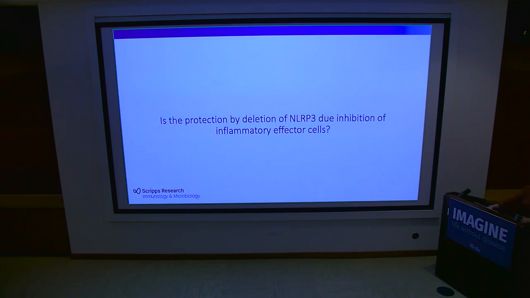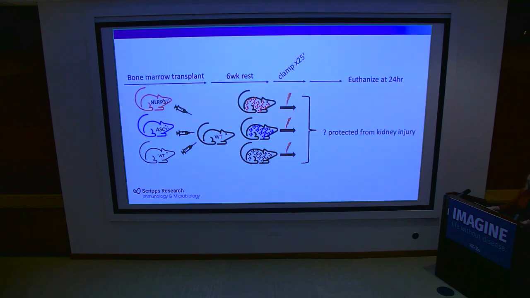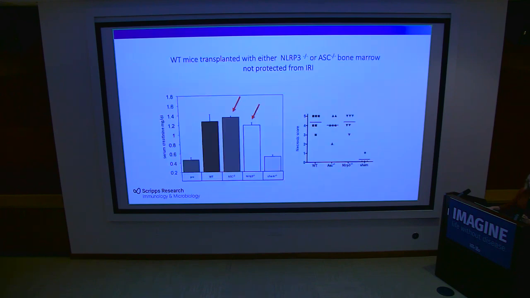So the other question was, was the protection due to inhibition of inflammatory effector cells? And so we did bone marrow transplants, made chimeric mice of either NLRP3 ASC or wild type chimeras, and we found no, that did not protect. There is some, there's less inflammation, but that did not protect from the ischemic injury. And so we're coming back to the renal tubular cell as being an extremely important cell type to target in this arena.